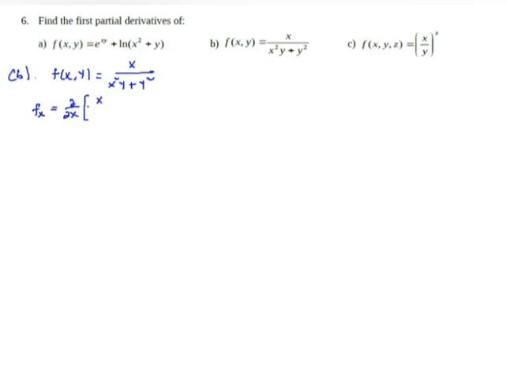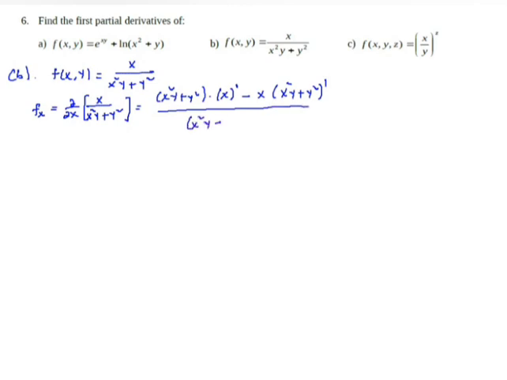This becomes x over x square y plus y square. Here we use the quotient rule, treating y as a constant. So applying the quotient rule, this becomes (x square y plus y square) times the derivative of x with respect to x, minus x times the derivative of (x square y plus y square), over (x square y plus y square) the whole square. Now the derivatives here are with respect to x.